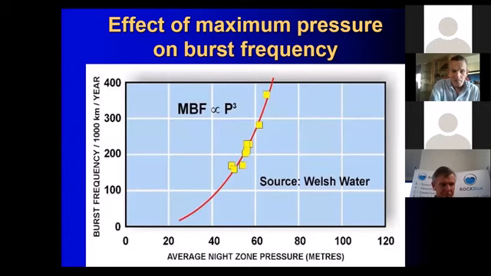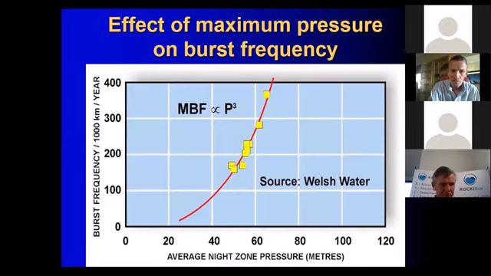With pressure, there's two key things I'm going to talk about here, just to give you the background to this. New burst pipes. If you were to reduce the maximum pressure that a zone experiences at night time from 100 meters perhaps to 50 meters, so you reduce it by a factor of 2, you will reduce the number of burst pipes in that system by approximately 8.